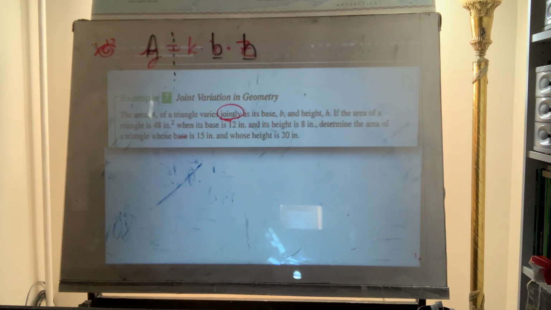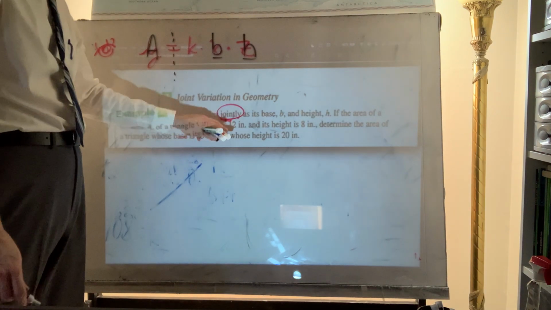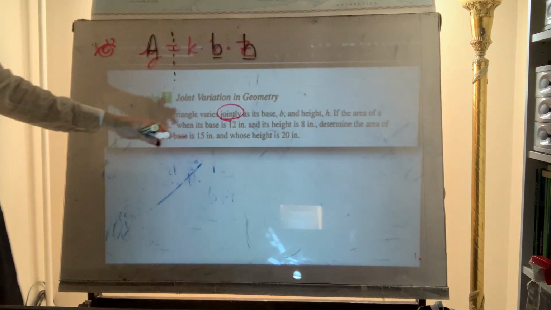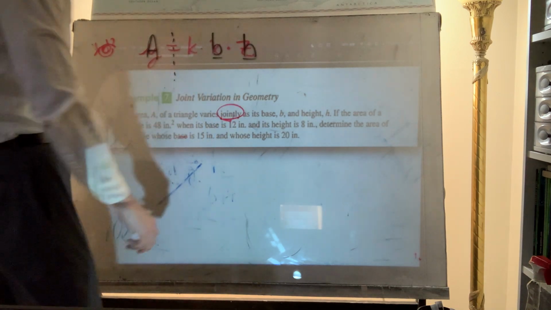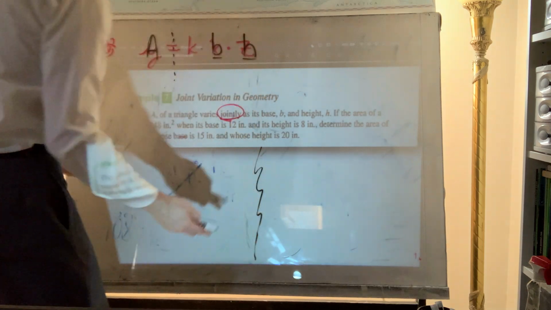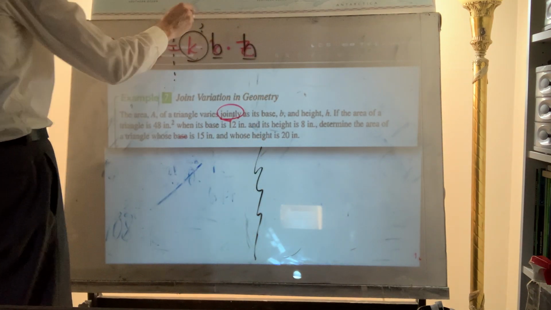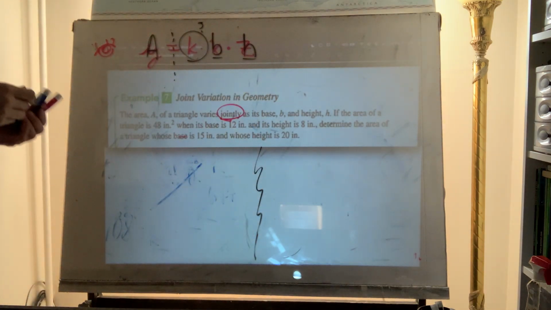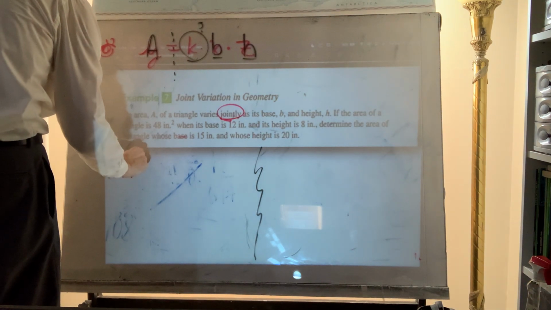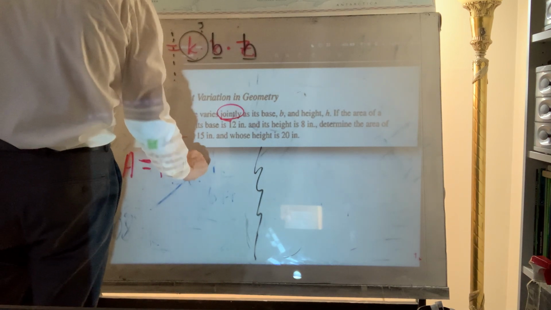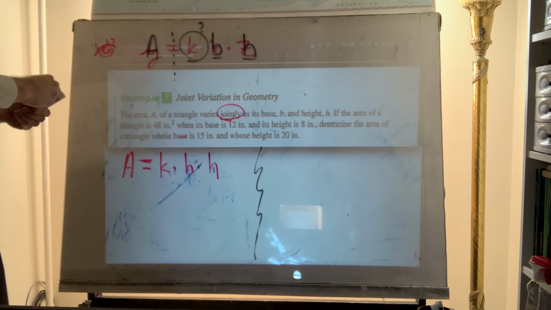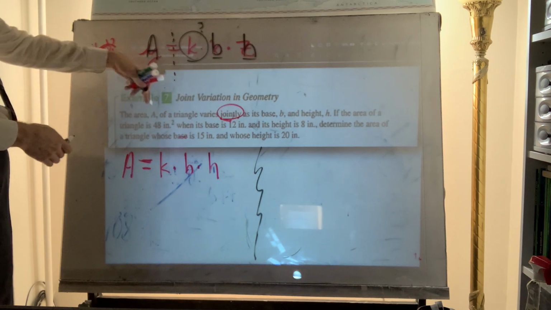If the area A is 48 square inches when its base is 12 and its height is 8, determine the area of the triangle whose base is 15 inches and whose height is 20. This is, again, without explicitly stating it, asking you to figure out what k is first. So, if I have this incarnation of the model, A is equal to k times B times h.